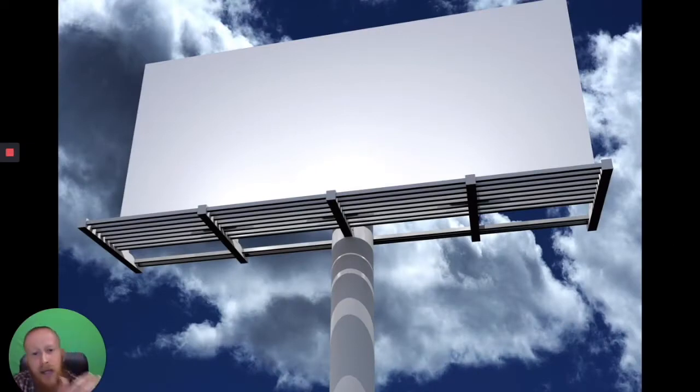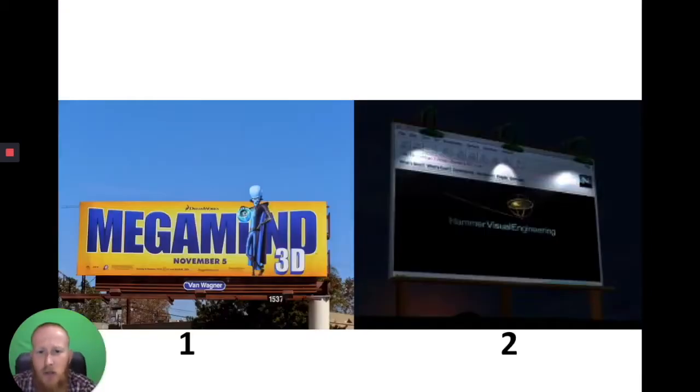A billboard. Now yes, there are sometimes some billboards that are more successful than others. I'm going to show you an example of 2 billboards which might help you when creating your billboard design. So here are 2 billboards. Billboard number 1, Megamind. Billboard number 2 over there, Hammer Visual. I don't know what it says. There's 2 problems with billboard number 2. For one, it's way too dark. But number 2 is that those letters are really small. Even if it was a bright sunny day, it would be hard for me to see billboard number 2.